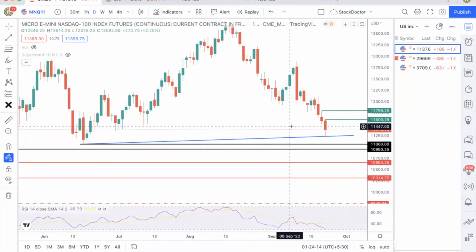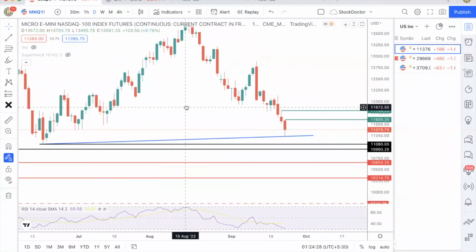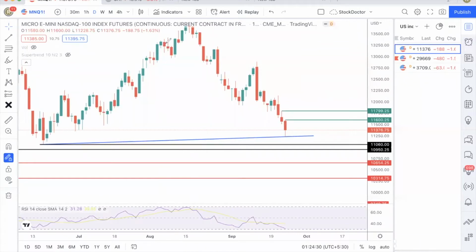Now we will talk about the downside. If by any chance Nasdaq 100 starts trading below this 11,060 to 10,950, once it starts trading and sustaining below 10,950, then you are going to see the levels of 10,650 and 10,300. These are the two immediate bearish levels for the Nasdaq 100.